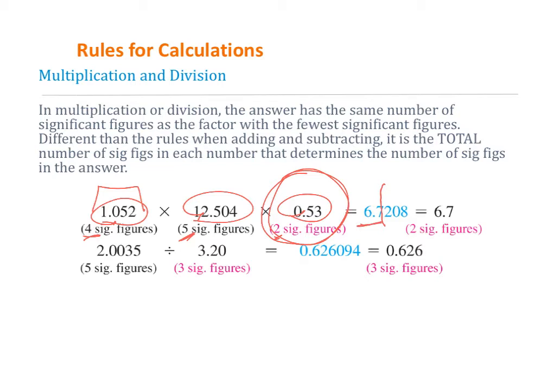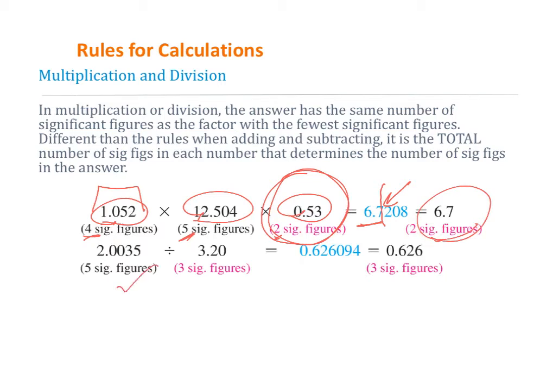figs. So 6.7. Now, before you just write 6.7, check out the first digit that's dropped, in this case a 2. If that were a 5 or greater, it would have to be rounded up to 6.8, but it's not.